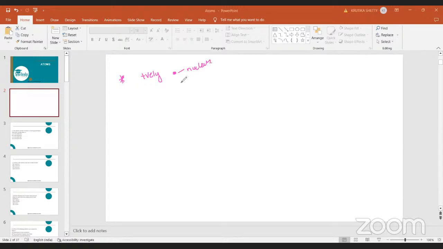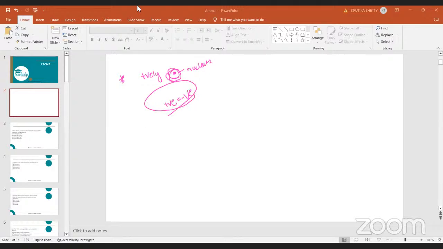And the electrons are situated in a large empty space around this nucleus. So first, the positively charged particles are concentrated at the center, and that center is called the nucleus. The second postulate is that the electrons are situated in the empty space around this nucleus. The third postulate is that the atom is neutral because the number of positive charges is equal to the number of negative charges. So Rutherford says that the atom is neutral in nature.